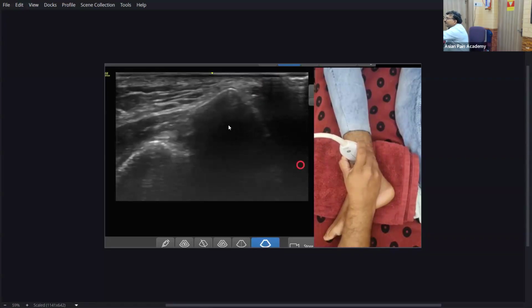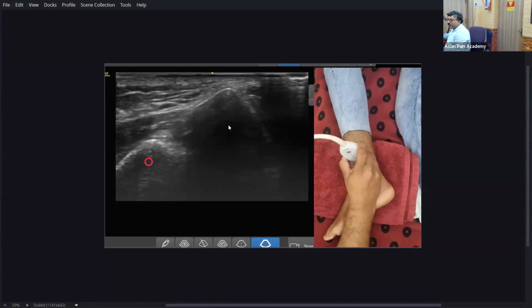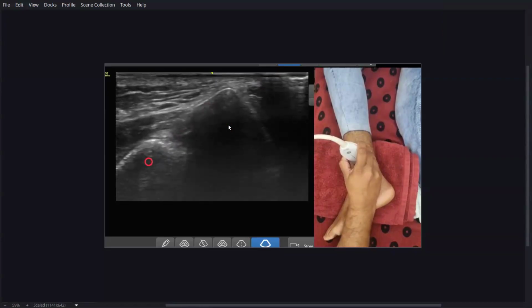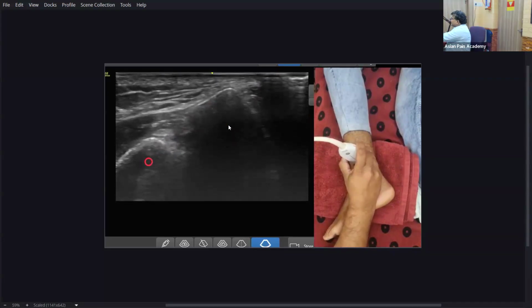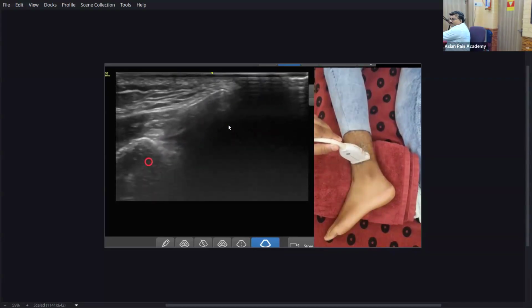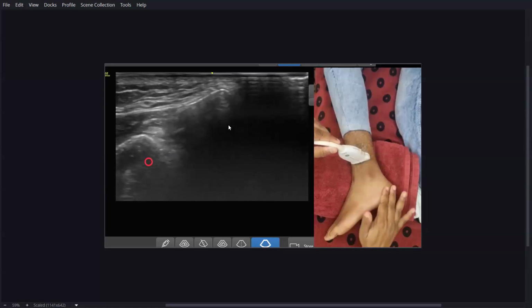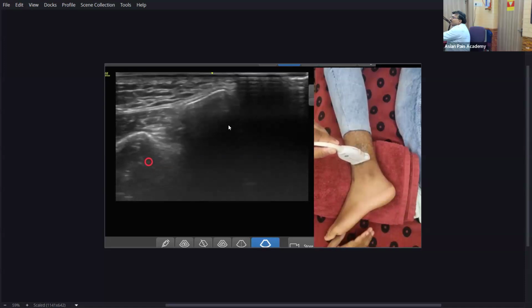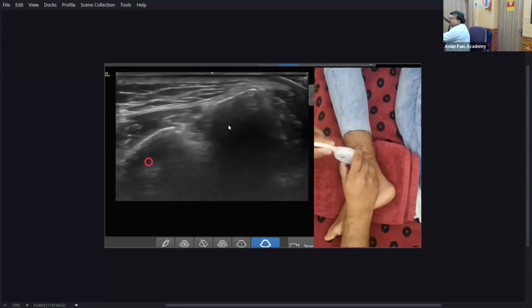So what is this bone? This bone is obviously the fibula, but what is this bone? Can anyone tell at this point what could be the bone here? Calcaneus? Talus? Tibia. Calcaneus is here. Definitely, the bone here is the tibia.